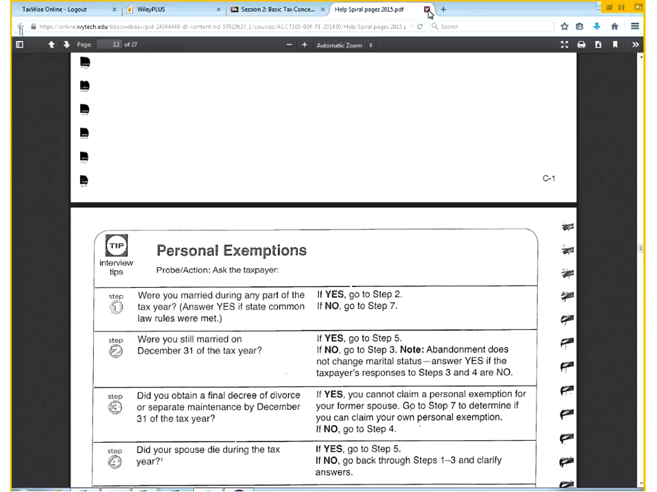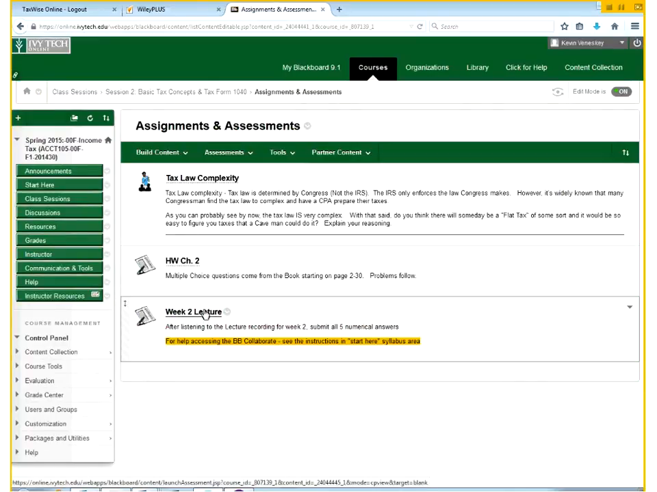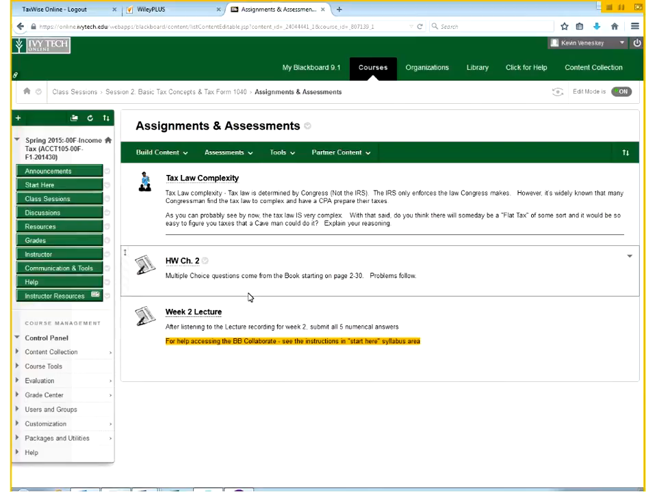All right, to make sure everybody has watched this lecture, I'm going to have 5 answers that you're going to type in when you go into the assignments and assessment folder here. You're going to go to the week 2 lecture. There are going to be 5 numerical answers. The first one that you'll want to write down so you can put it in is 23. The first answer for this assignment, the first one out of 5, an easy assignment, is simply 23.